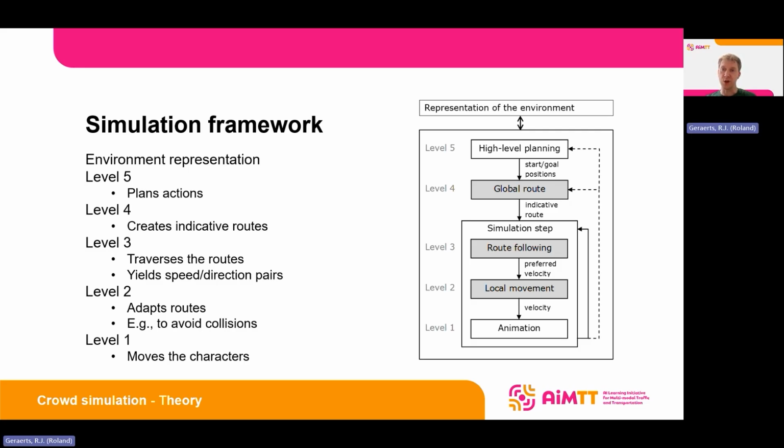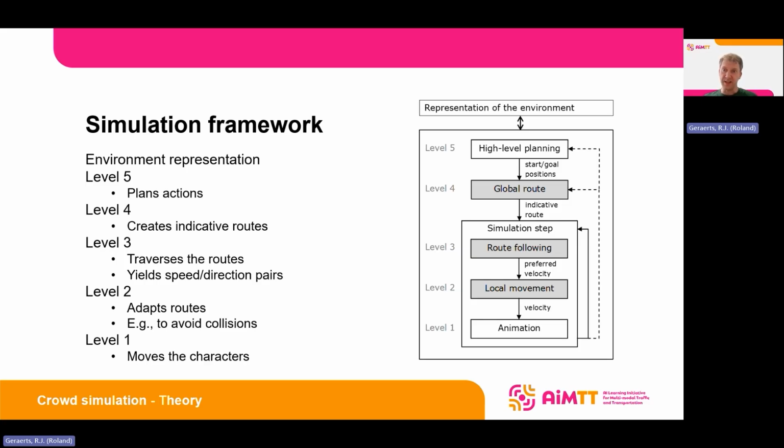The next layer is global route planning. Based on a person's goal, the simulation determines an overall route through the environment. This route may take into account factors such as crowd densities, terrain characteristics, visibility, accessibility preferences, and broader coordination strategies. The result is a planned path that guides the person towards their destination.